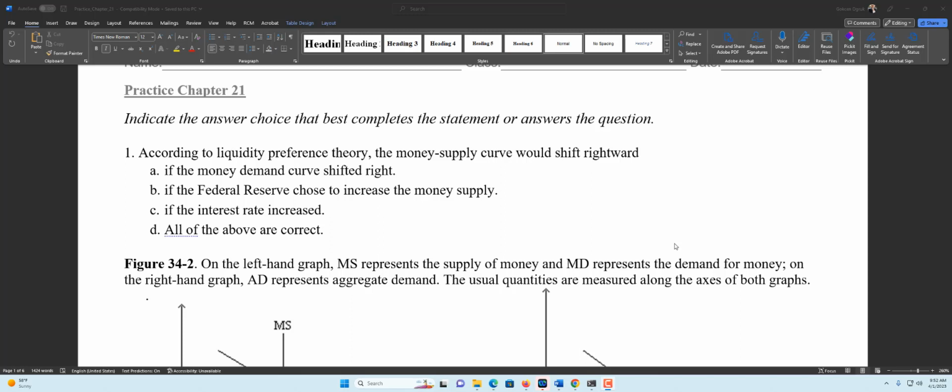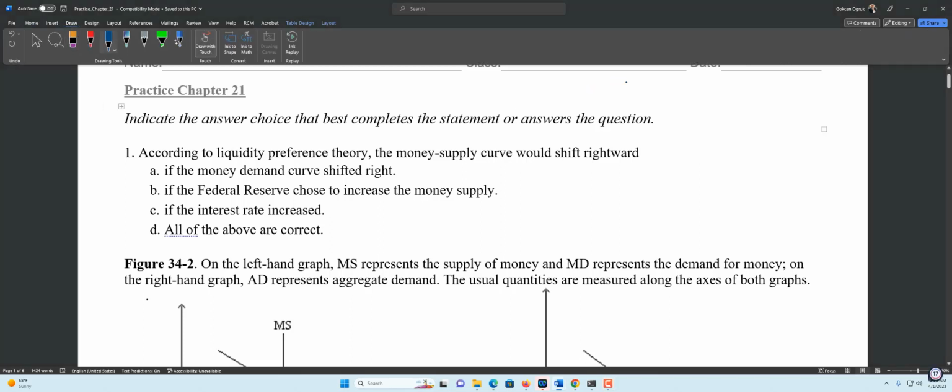According to liquidity preference theory, the money supply curve would shift rightward. So we know that in liquidity preference theory, money supply is determined by the Fed. So we need to find out a policy by the Fed that increases the amount of money supply. So the first one is not correct. If the money demand curve shifted right, they are not related. Money demand is determined by the people's willingness to hold cash for purchasing goods and services.